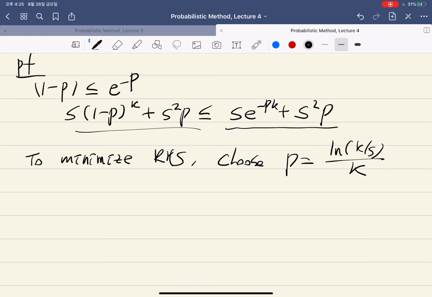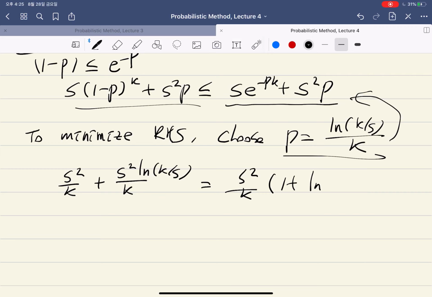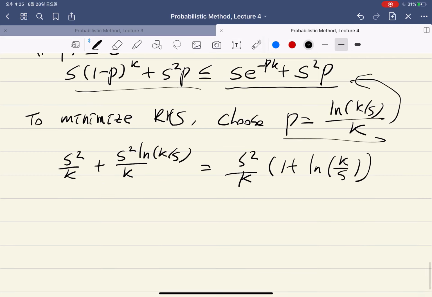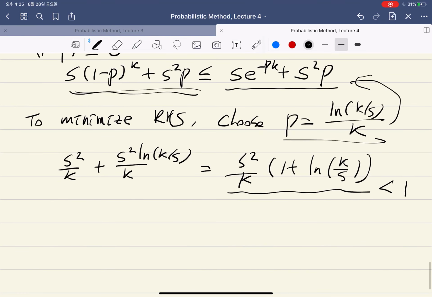So, if you put this back here, then what do we get? So let's do one by one. s squared over k is the first term, and then on the second term, you will get k over s squared log k over s, which is s squared over k, 1 plus log k over s. So this is what we will get. And our goal is to make this smaller than 1, then this is automatically smaller than 1.